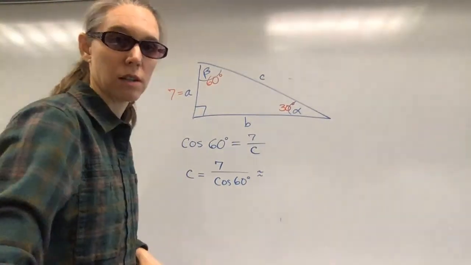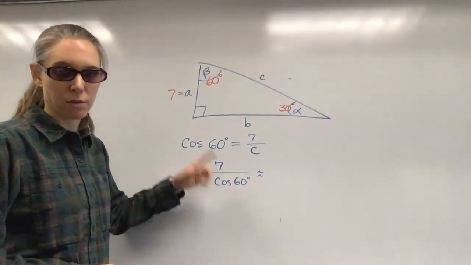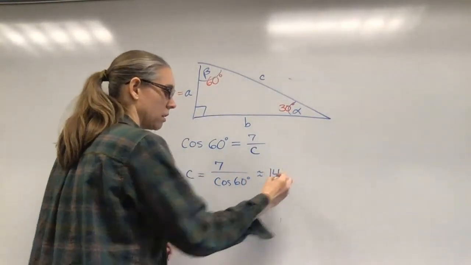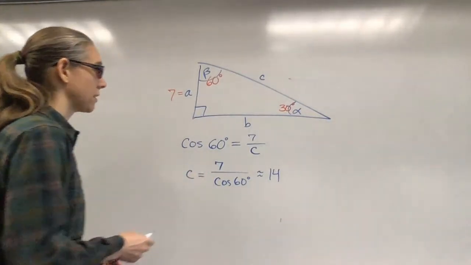I think that's going to be 14. Yeah, it just occurred to me that the cosine of 60 is 1/2, and therefore 7 divided by 1/2 is 14. So in this one, technically, you don't need a calculator for this, but still, a calculator is fast.